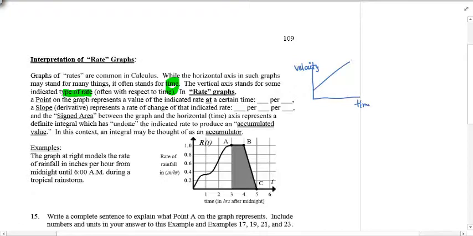And then remember, a point on this graph or this line will represent the indicated rate at a certain time. So this would be, for example, the velocity, or maybe 5 meters per second, right? Something per something. The slope of velocity, hopefully remember, is acceleration. So if I ask you to find the slope of this line, then that indicates the rate of change of the rate. So that's why, if it's acceleration, it'd be meters per second squared.